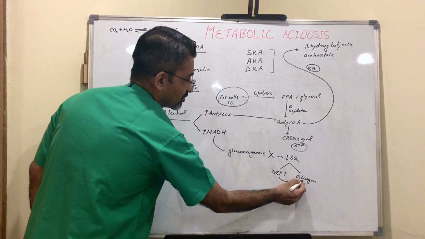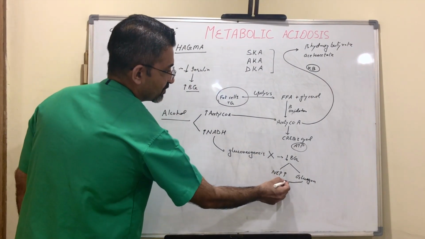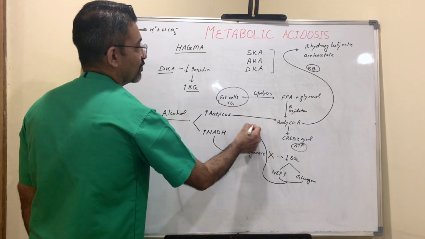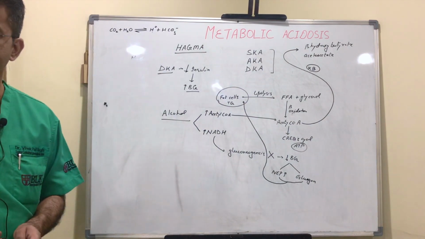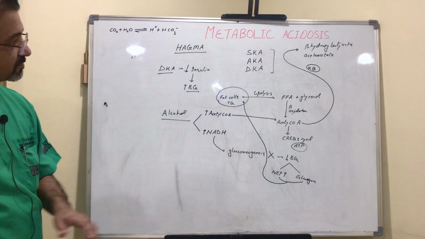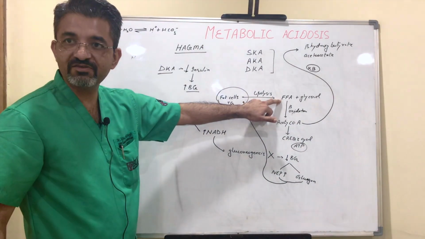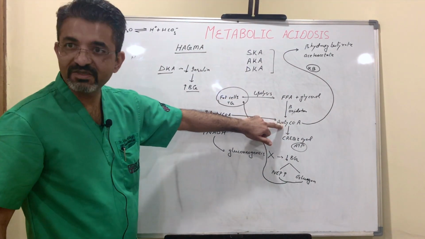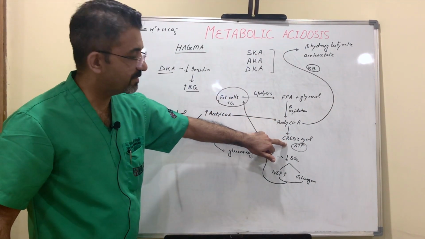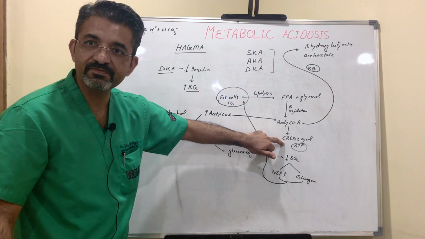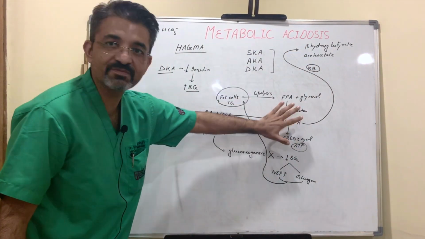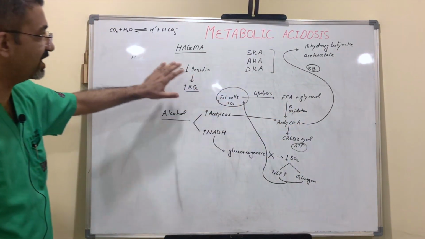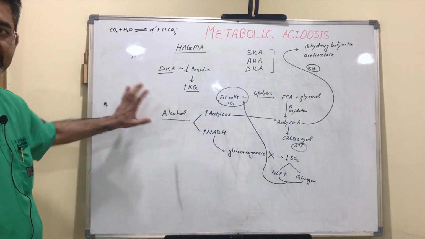What will this glucagon and norepinephrine do? It will again go to your fat cells and promote lipolysis, right? Free fatty acids will be generated. This will be converted to acetyl coenzyme A. The Krebs cycle will eventually be saturated, and this same cycle goes on. So this is a final common pathway for both diabetic ketoacidosis as well as for alcohol.